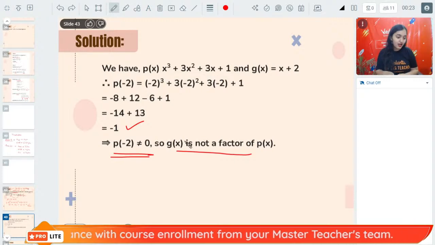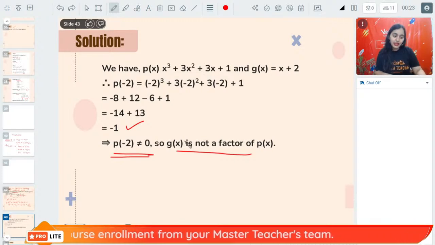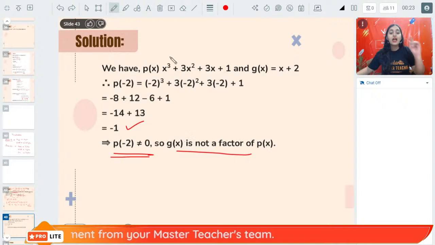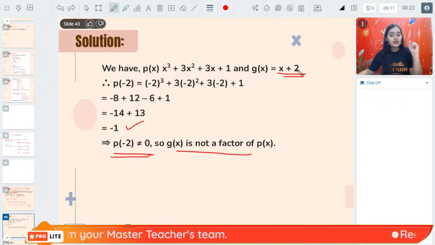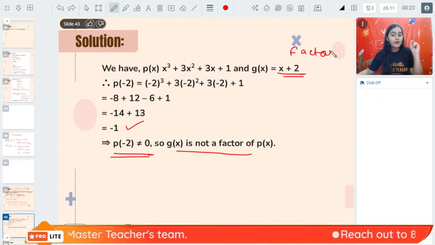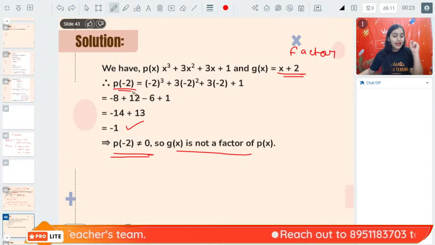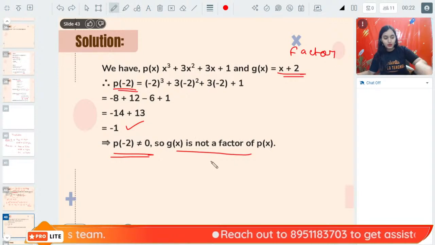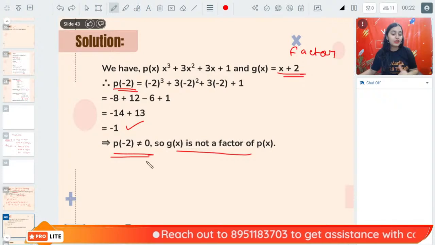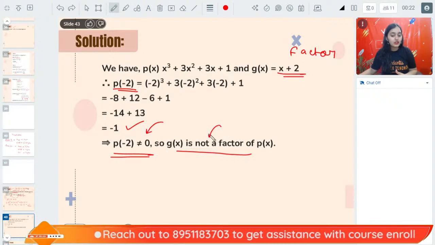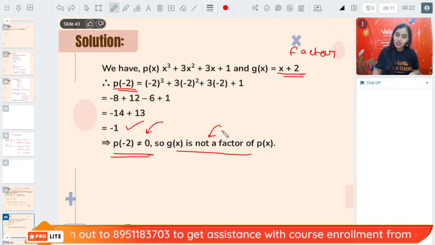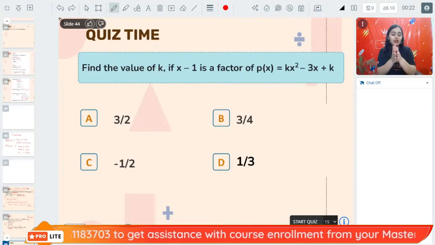Everybody understood now what you have to do? If x plus 2 is a factor of the polynomial, then p(minus 2) should be equal to 0. So find out whether it is 0 or not. If it is not 0, it is not a factor. Now understood? Okay, let's do one quiz question.